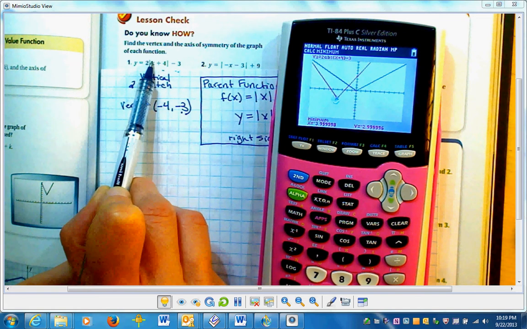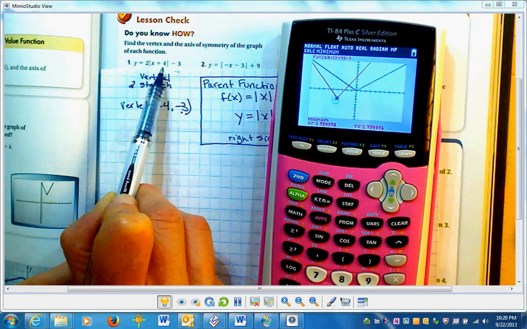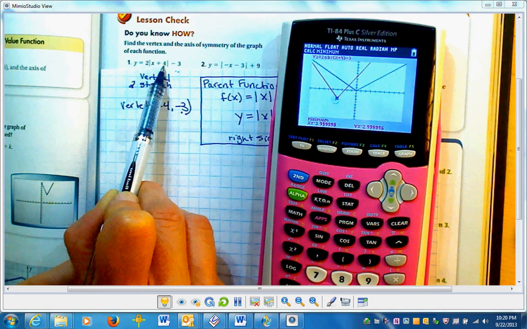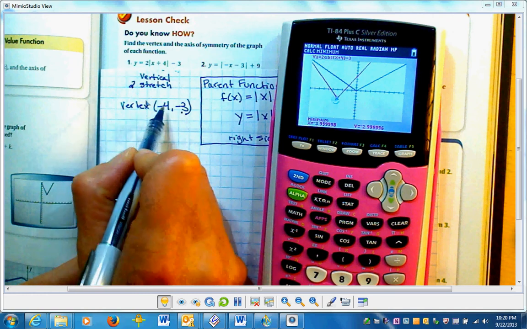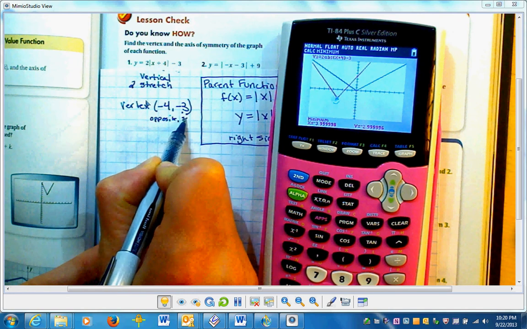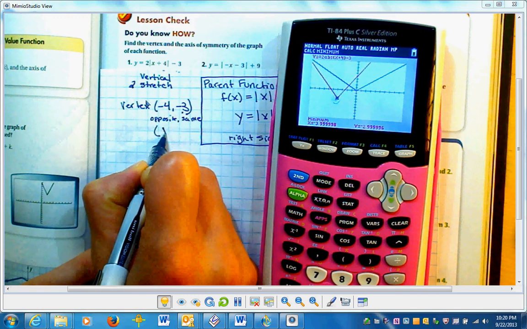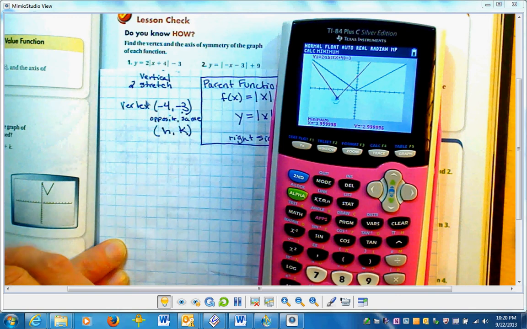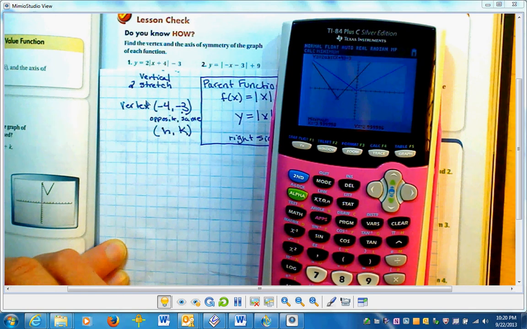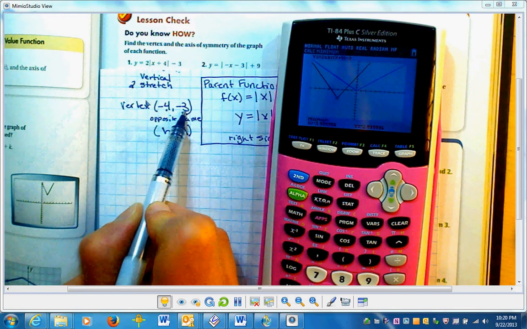When I don't have a negative in front of this x, notice how that x is just plain x inside the absolute value, then my vertex x value is going to be opposite, same. So I want to think about opposite, same. And what we call those points are h and k. So h and k gives us our vertex. So this function has shifted left 4, down 3.